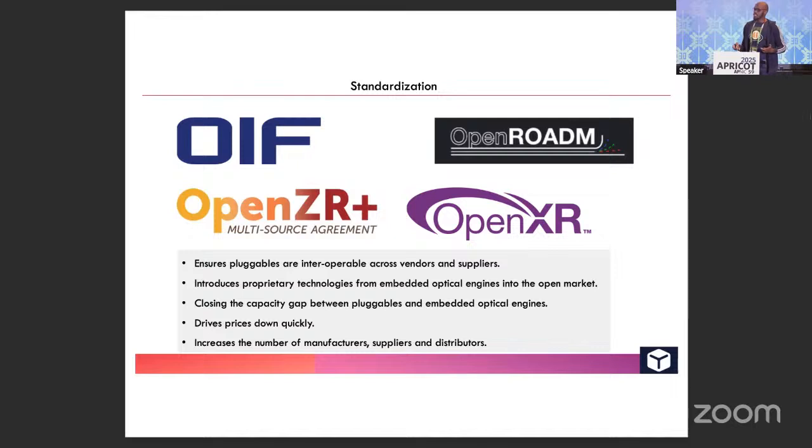And that wasn't the case before. If you bought Infinera on one end, you had to buy Infinera on the other end. But now you can buy Ciena on one end and you can buy Infinera on the other end, and it will just work. Or an unknown vendor and a known vendor, it will just work.